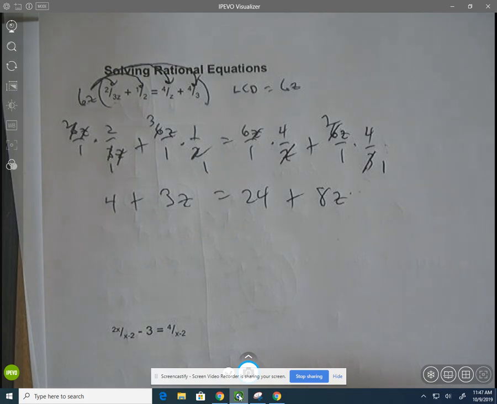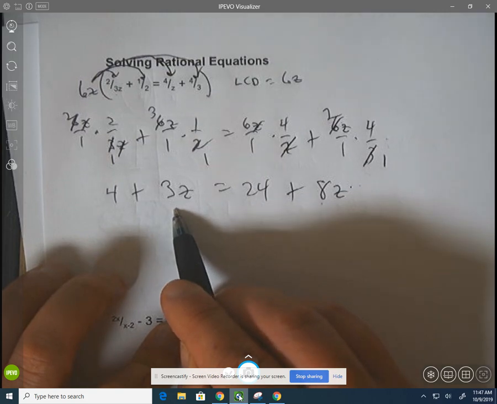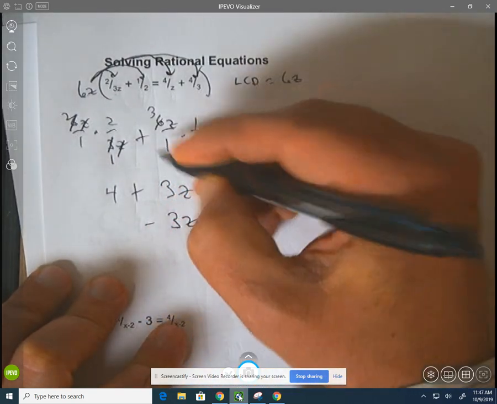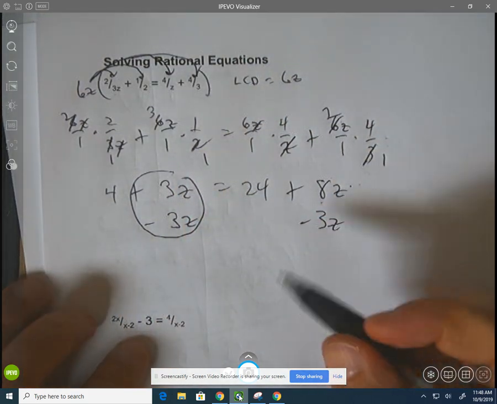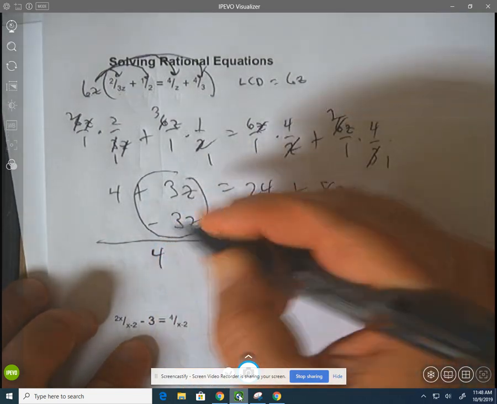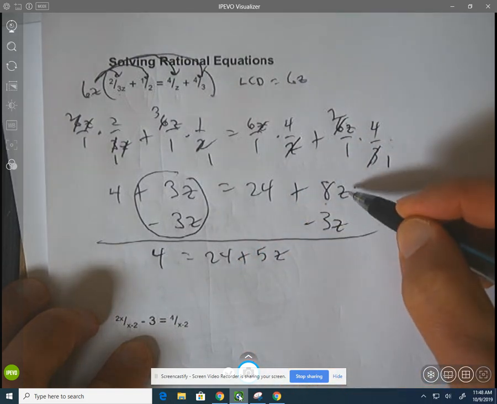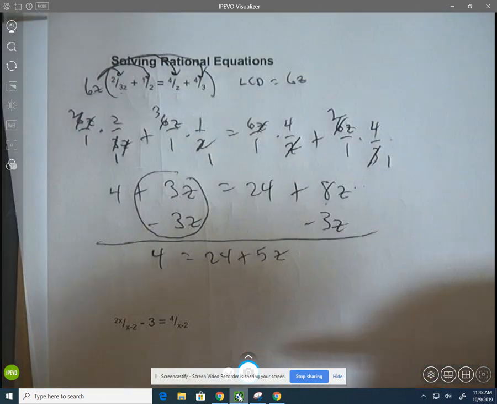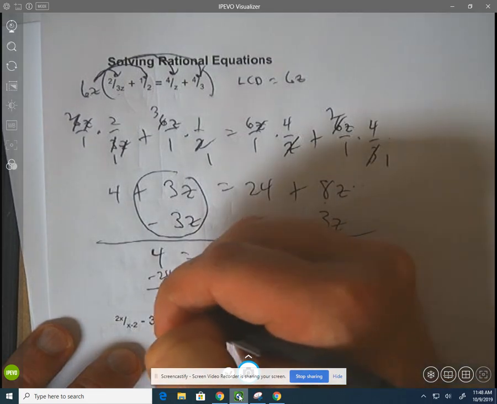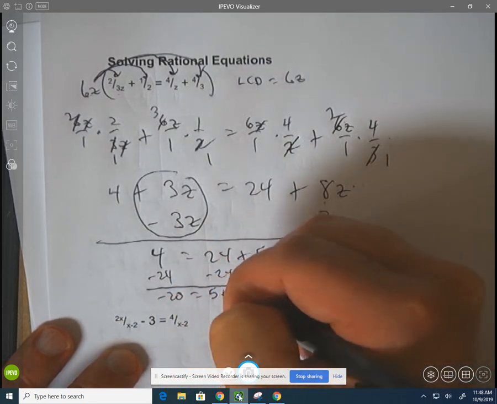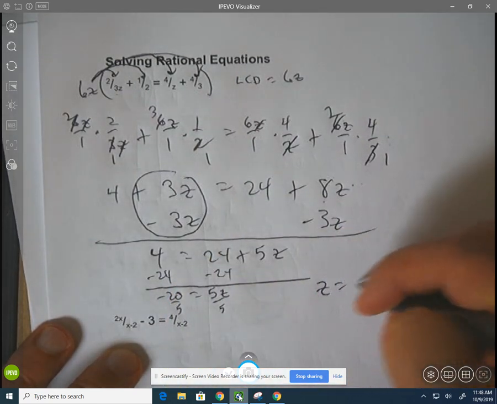No more ratios. So now I've got an equation with variables on both sides. I get rid of the smaller one, that's my 3z. So I'm going to get rid of that by subtracting 3z. That'll zero that out, and that's okay as long as I come over here and subtract 3z. So that's going to give me 4 plus 0, or 4 equals 24 plus 5z, negative 8z minus 3z. But now I've got that two-step equation. Subtract 24. I'm kind of running out of room here. So I get negative 20 equals 5z. And then divide by 5 on both sides. And I get z equals negative 4.